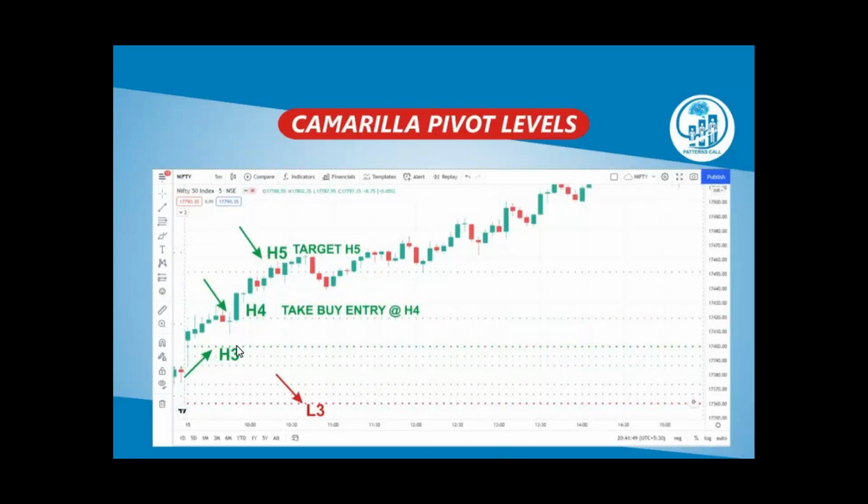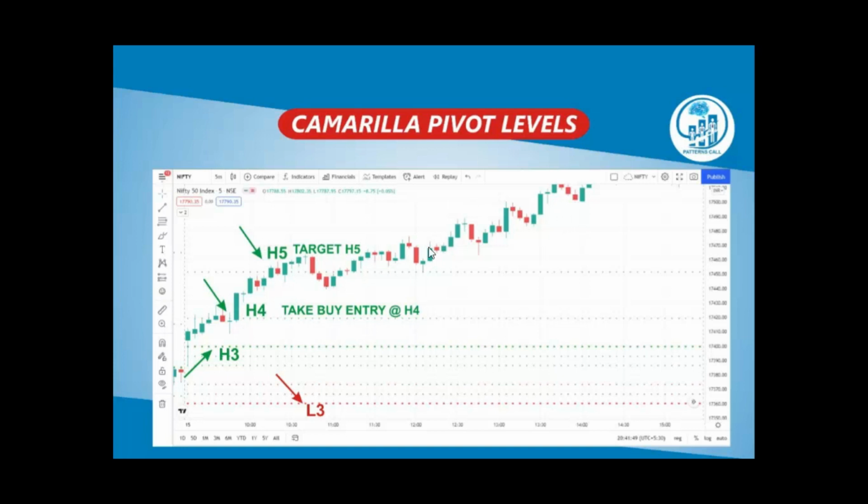H3 is here, this dark green line. L3 is here, the dark red line. The first candle breaks H3, but H4 does not break out, so don't take any buy entry. This candle breaks H4. Then take profit at H5. Then the trend is a strong uptrend.